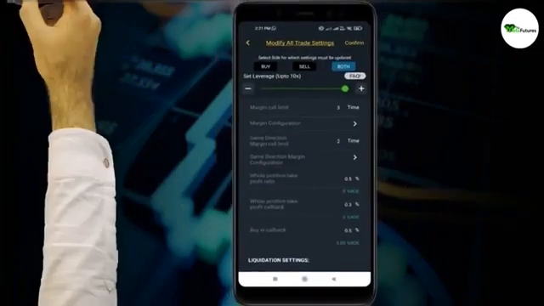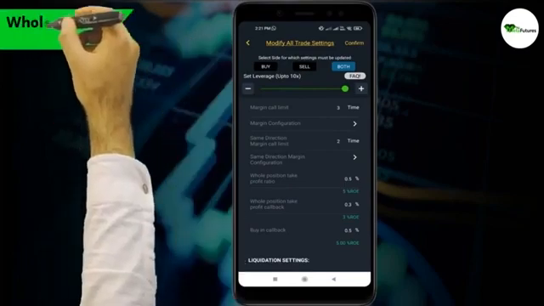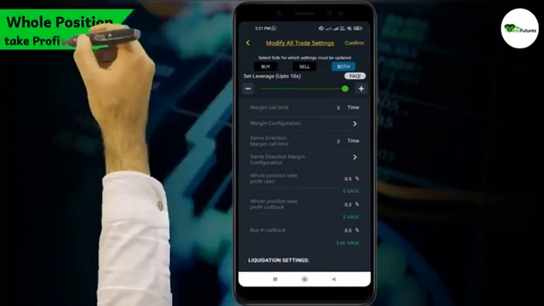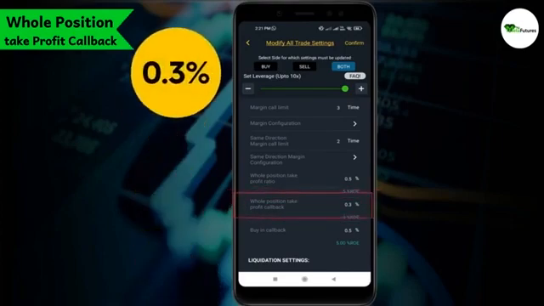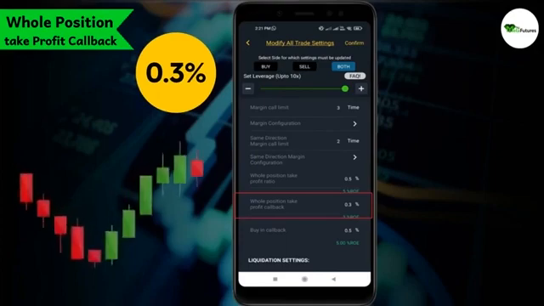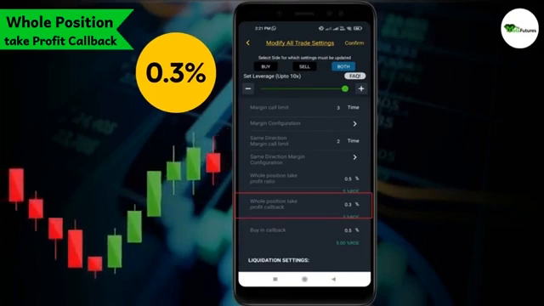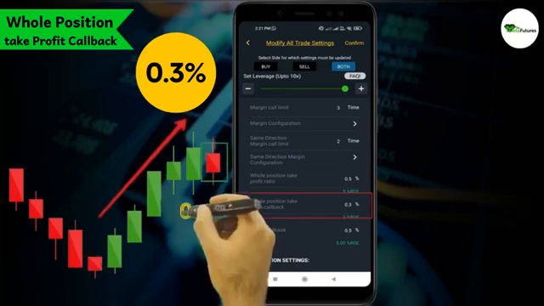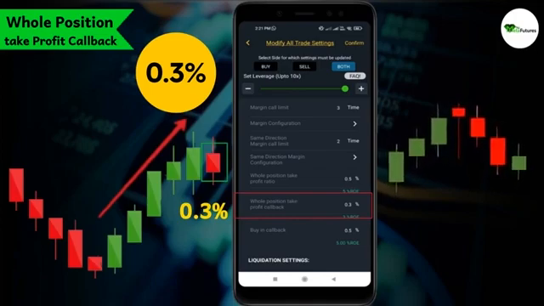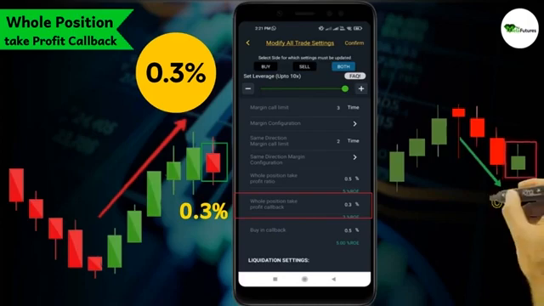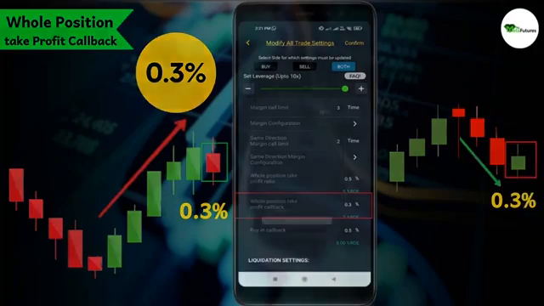For that, set the whole position take profit callback. It's the maximum callback the trade gets to get the maximum profit. After this callback the trade is closed. I have entered a 0.3% value in the whole position take profit callback. Let's talk about the case in which the trade is going up. When the trade goes down by 0.3%, the bot will close the trade after extracting profit. Same in another case where the trade is going down. When the trade goes up by 0.3%, the bot will close the trade after extracting profit.